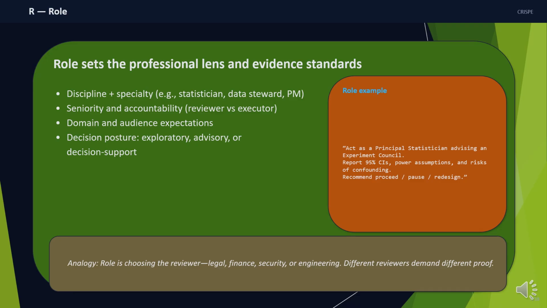Phrasing such as recommend proceed, pause or redesign, and justify the recommendation pushes the model to take a clear position based on the criteria in the prompt. This reduces generic lists and produces an output closer to an executive-ready decision support artifact.